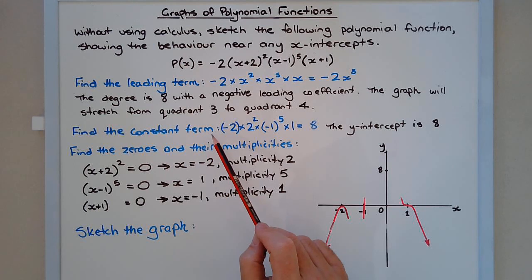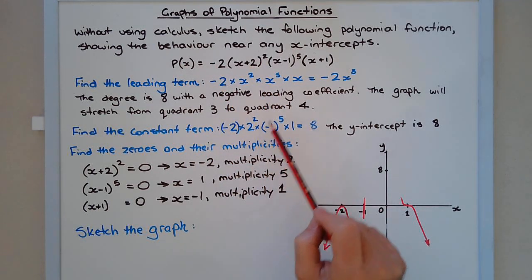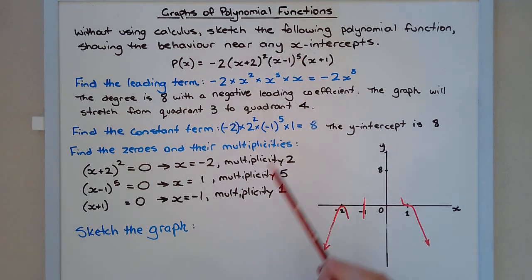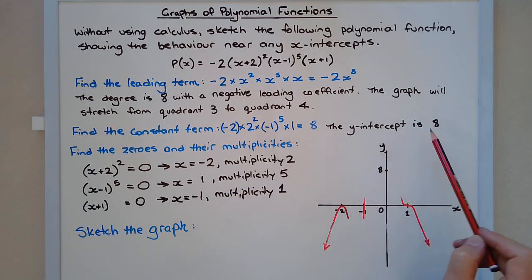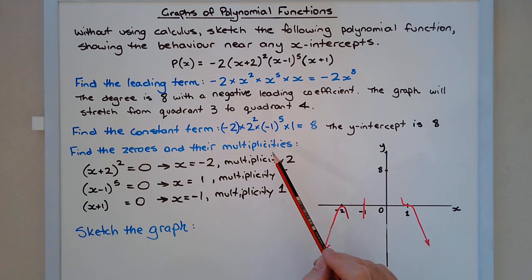Next, we find the constant term. -2 multiplied by 2 squared multiplied by (-1) to the power of 5 multiplied by 1, and this equals 8. So therefore the y-intercept is 8. Next, we find the zeros and their multiplicities.